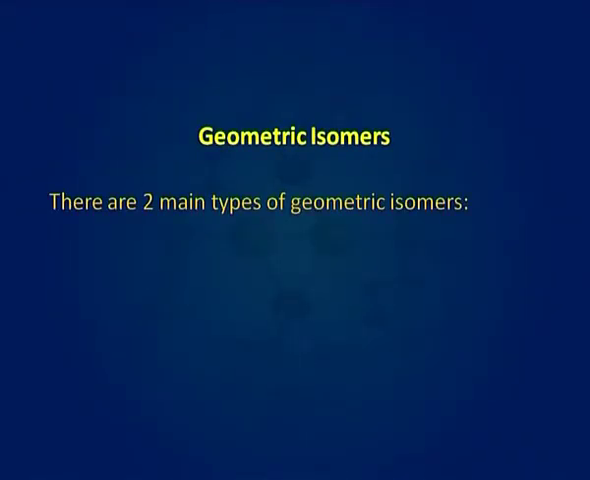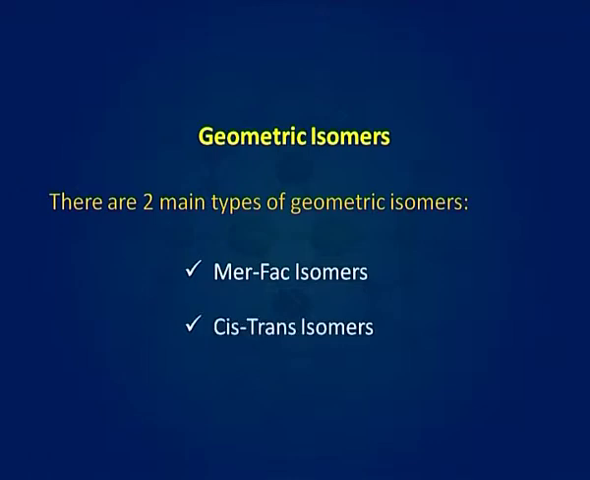There are two main types of geometrical isomers: mer-fac isomer, or you can say meridional facial isomers, and cis-trans isomers. Let us first discuss cis-trans isomers. Cis-trans isomers are isomers that differ in the arrangement of two ligands in square planar and octahedral geometry. Cis isomers are isomers where the two ligands are 90 degrees apart from one another in relation to the central atom. This is because cis isomers have a bond angle of 90 degrees between two same atoms.